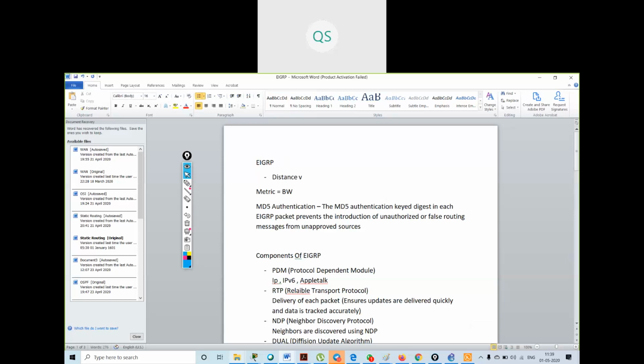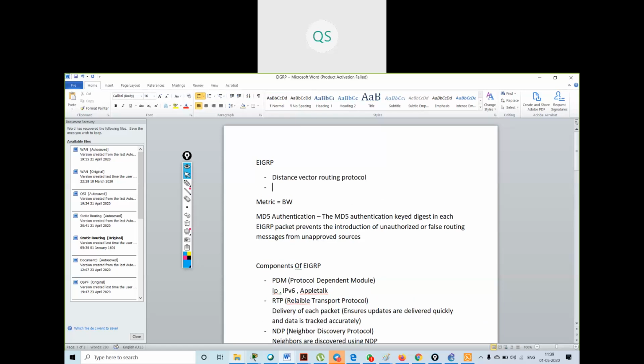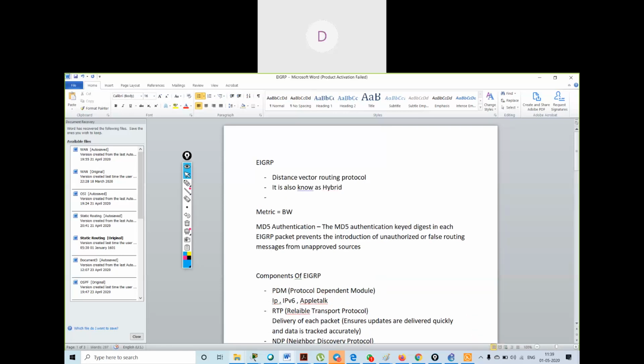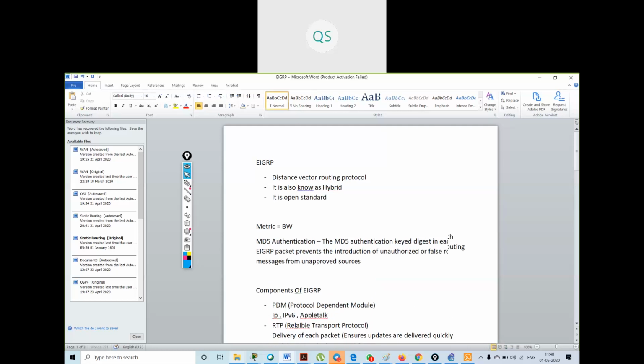Distance vector routing protocol. It is also known as a hybrid protocol. Previously it was Cisco proprietary. Now it is open standard.